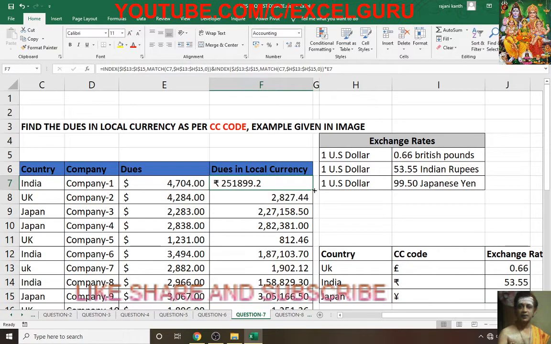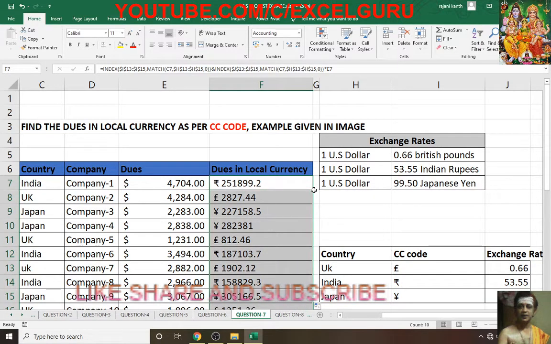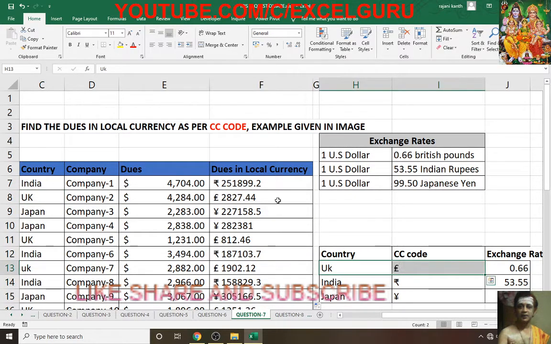Now see the magic. For UK it is a pound, for India it is a rupee, for Japan it is a yen. It's so simple, but everyone will get confused only by seeing this one. Now I think you understood.